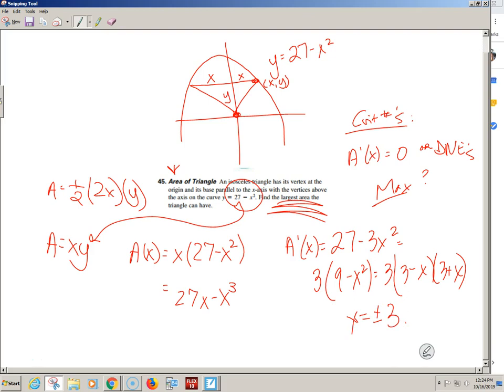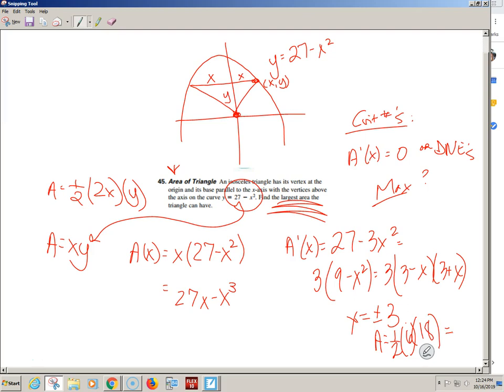Depending on how you guys see this, if x could be positive or negative 3, if it's positive 3, also negative 3, if it's negative 3, also positive 3? This is talking about one specific triangle, a triangle with a base of 6 and a height of, well, plug in 3. 3 squared is 9, 27 minus 9 is 18, a height of 18. Why am I plugging into the area formula? Because it says find the largest value.